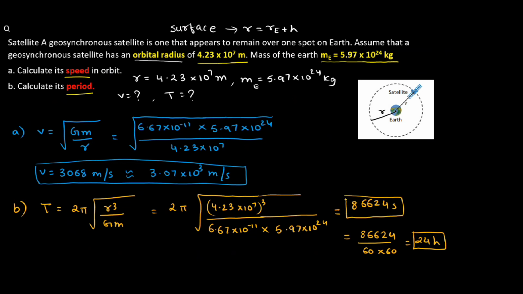So a geosynchronous satellite is the one whose orbital period is synchronized with the rotation of the Earth. This is why it has a time period of 24 hours, same as the rotation of the Earth.